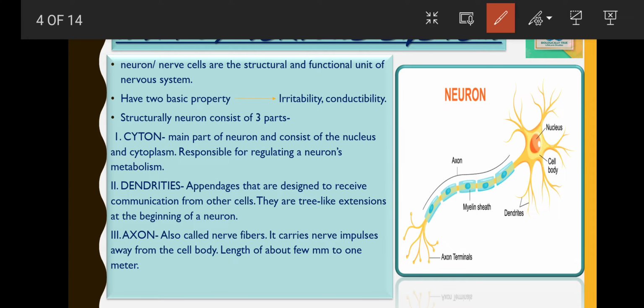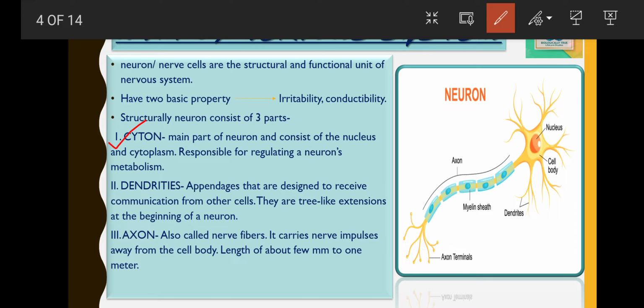The first one is the cyton. Cyton is the main part of the neuron and is also known as perikaryon. It is bounded from the outside by a simple cell membrane. The only organelle which is absent in the cyton is the centrosome. This is the reason the nerve cells don't have the ability to divide themselves.